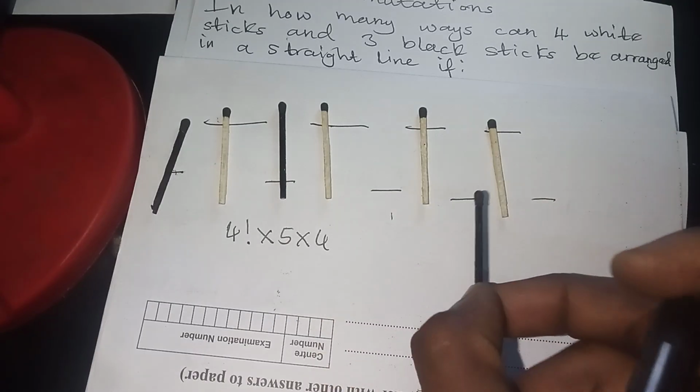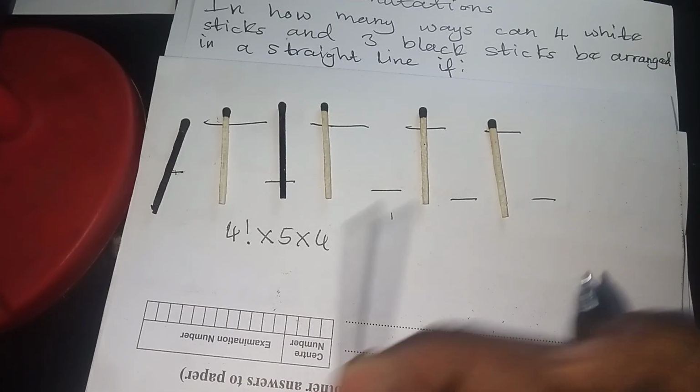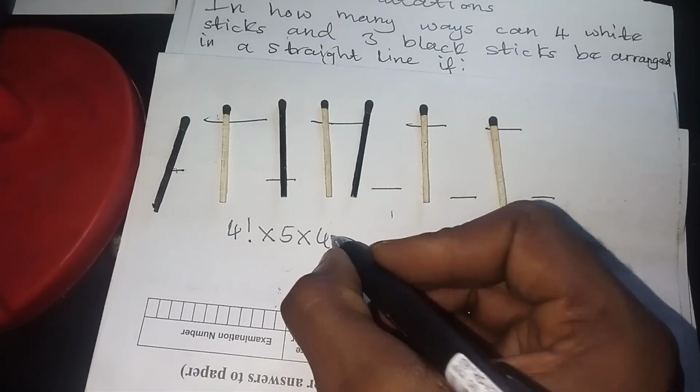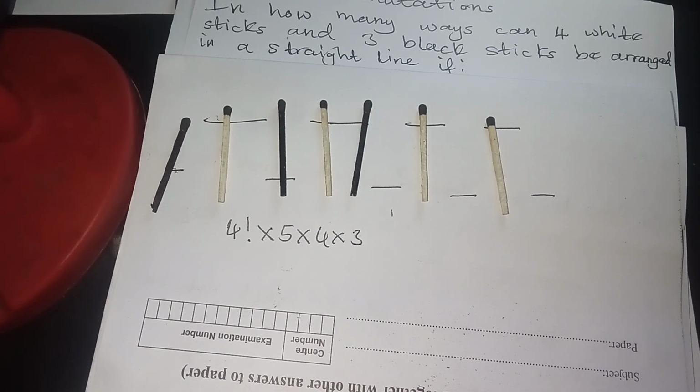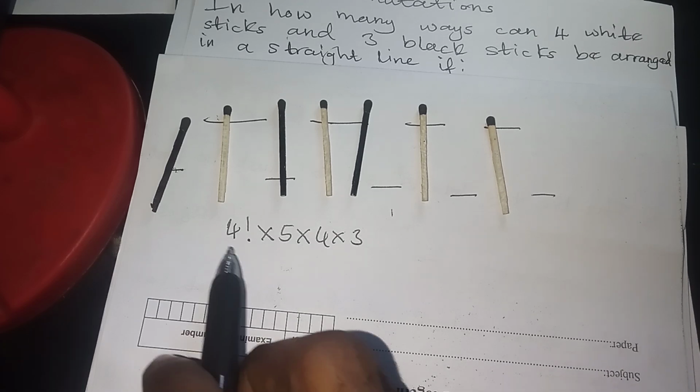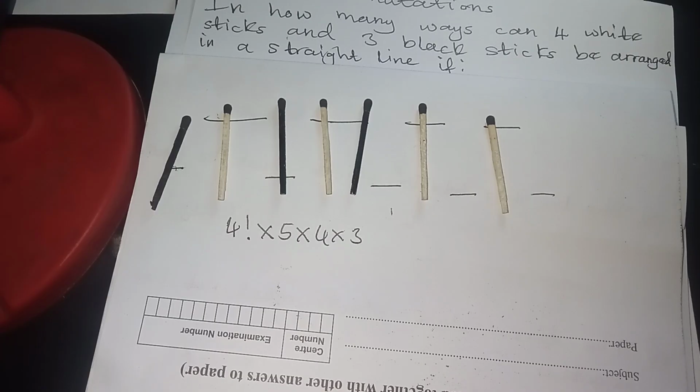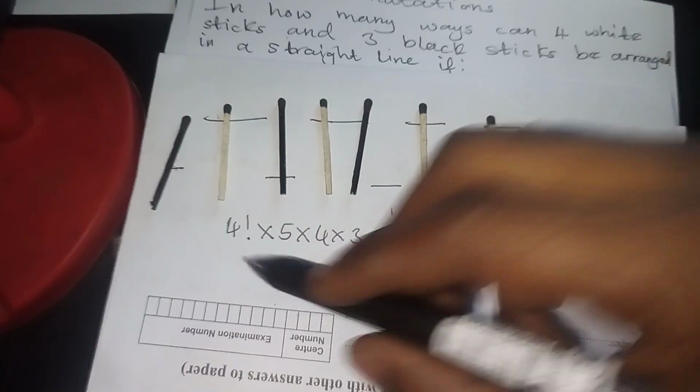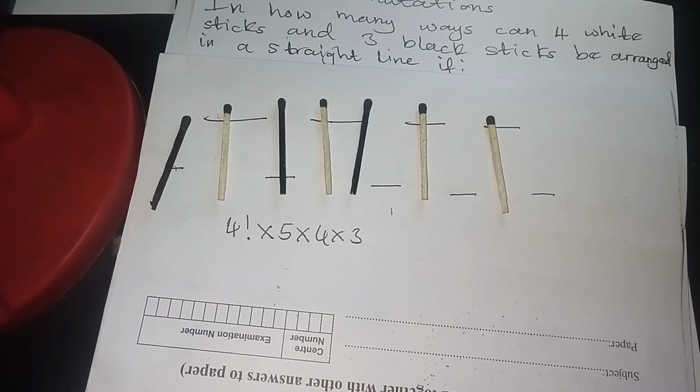I have 1, 2, 3. So I can arrange this stick in 3 different ways. And then this should be your answer. So it's just a matter of punching this on your calculator. Of course, you have to write this in expanded mode, or you can just punch it as it is and get your answer. So this is how you solve problems like this.